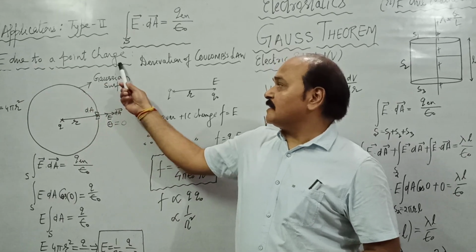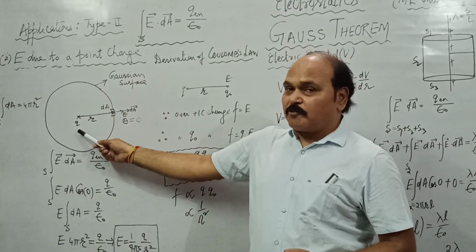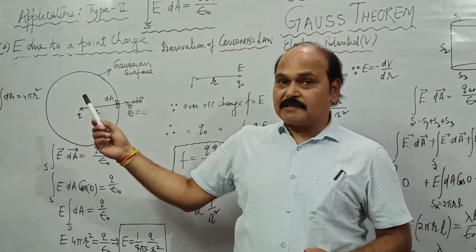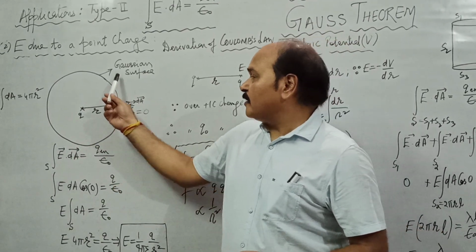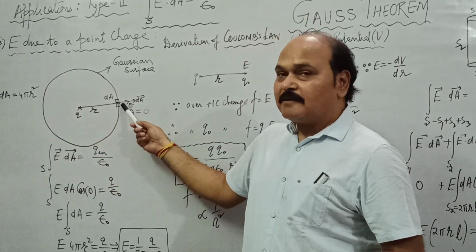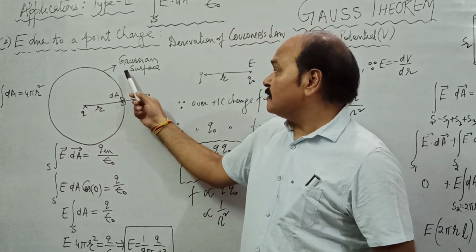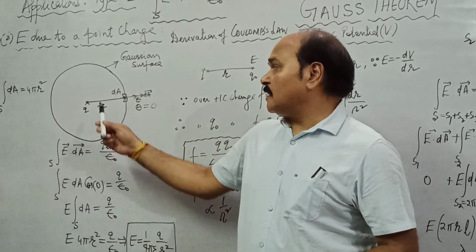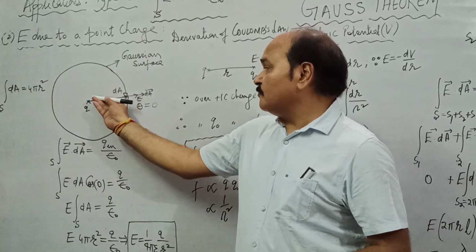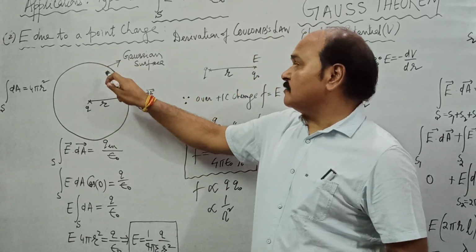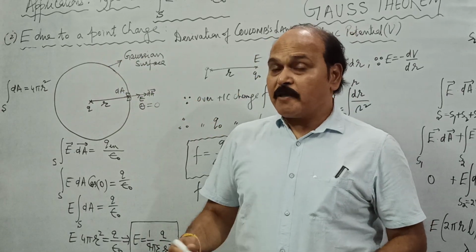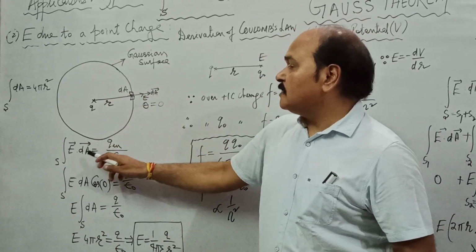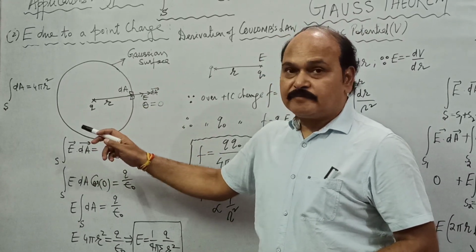Well, E due to point charge. This is point charge Q at a distance R from it. We want to find electric field intensity. So we make a closed surface passing through this point, and that closed surface is the Gaussian surface, and that is a sphere. At a distance R, we draw a sphere of radius R. So this sphere is the Gaussian surface. Why do we take a sphere? Because all over this surface we are able to find the surface integral of E dot dA.